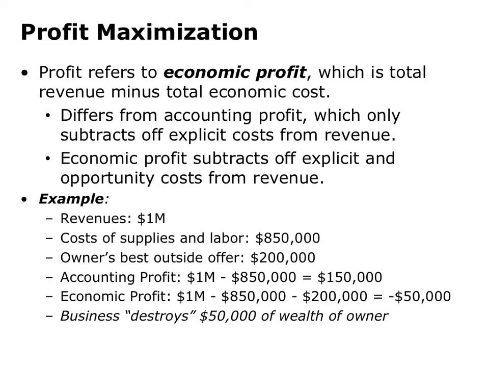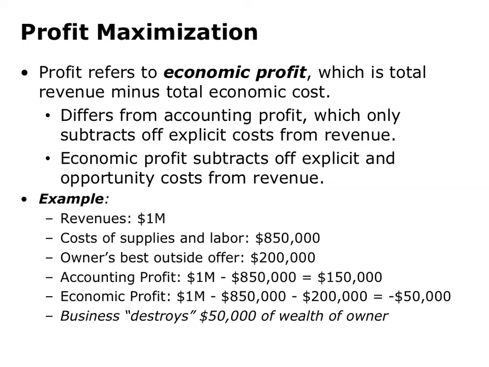Let's say the owner of the company's best outside offer for these resources, supplies, and labor equals $200,000. $200,000 is the implicit or opportunity cost. Accounting profit would be calculated by taking the revenue of $1 million and subtracting only the explicit costs of $850,000. So here, accounting profit is $150,000.